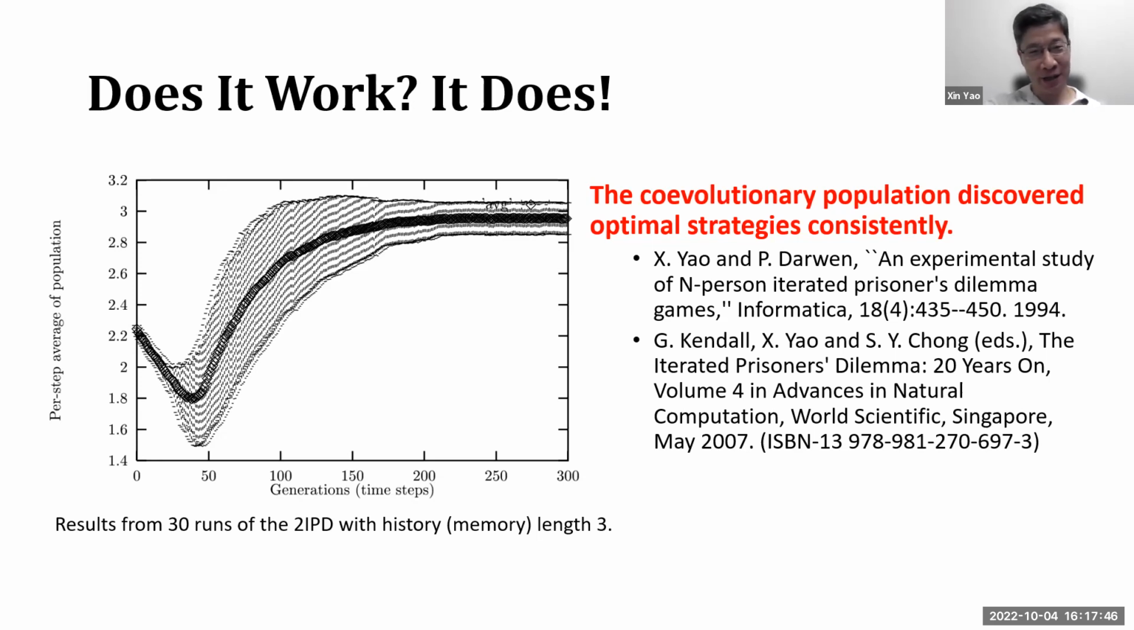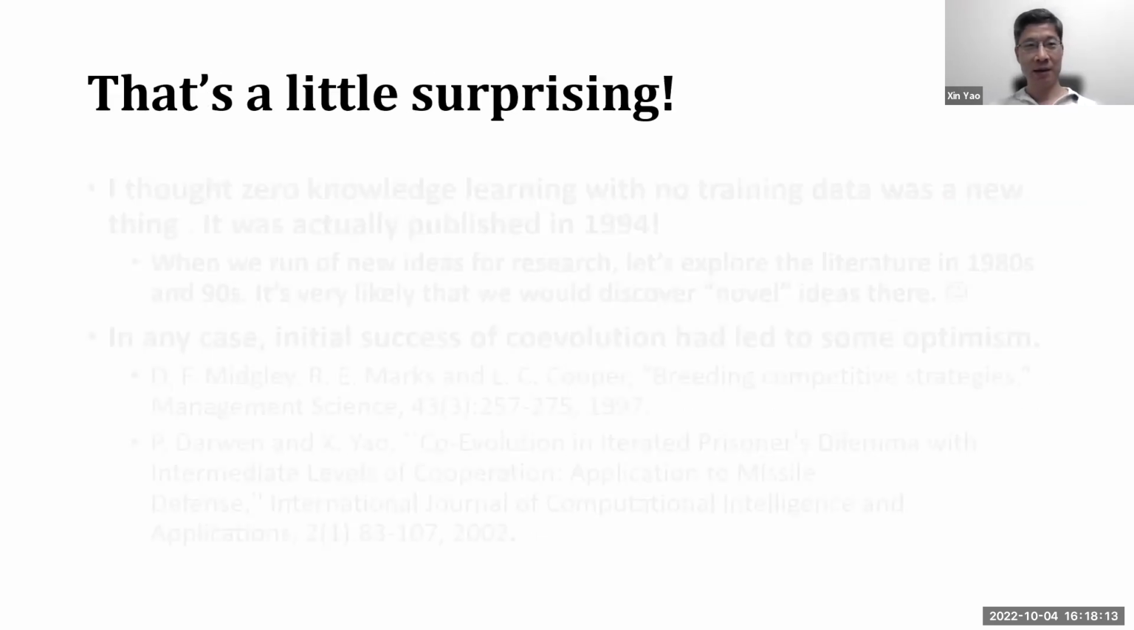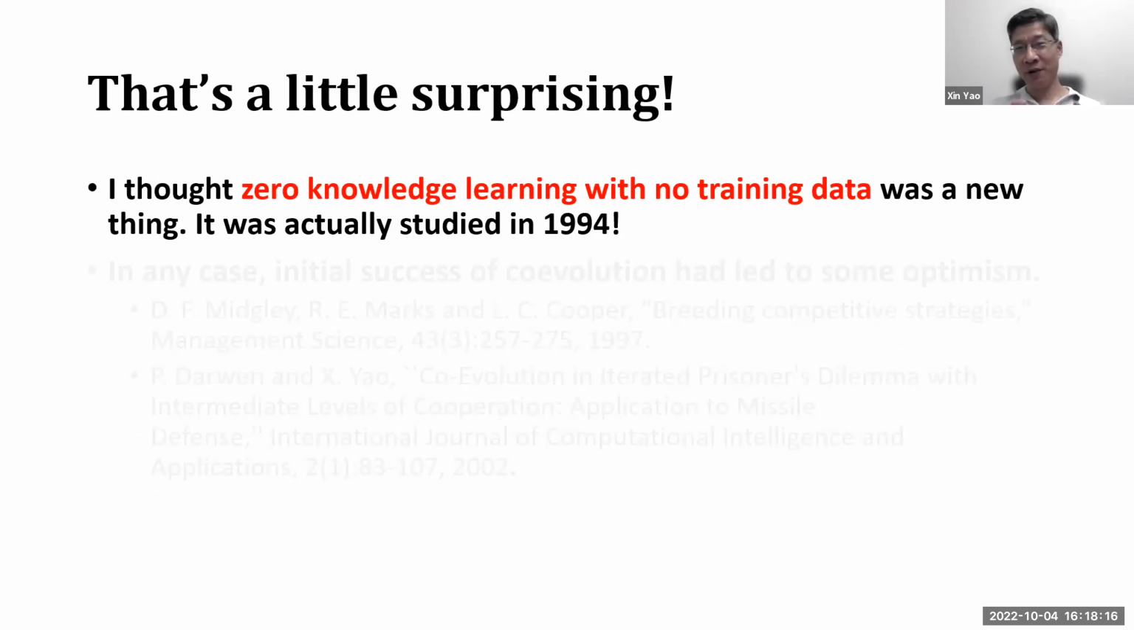On the left-hand side of this slide, the x-axis indicates the number of generations for the co-evolutionary algorithm I used. The y-axis indicates the fitness, which is actually the payoff of the individuals. So that's somewhat surprising because there's so little information we have, yet we are able to learn the optimal strategy. If we use modern-day terminology to describe that scenario, this is actually zero knowledge learning with no training data.